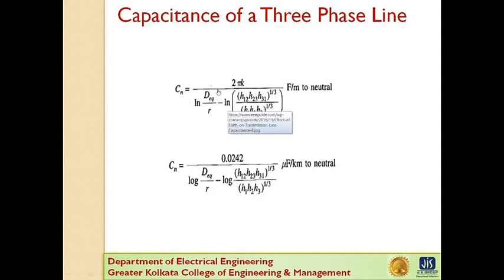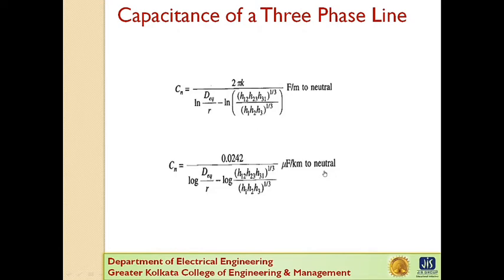Cn is equal to 2 pi K by ln D equivalent by R minus ln of (H12 H23 H31) whole to the power 1 by 3 by (H1 H2 H3) whole to the power 1 by 3. The neutral capacitance is equal to 0.0242 by log D equivalent by R minus log of (H12 H23 H31) whole to the power 1 by 3 by (H1 H2 H3) whole to the power 1 by 3 microfarad per kilometer to neutral.